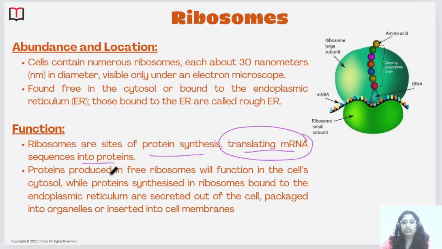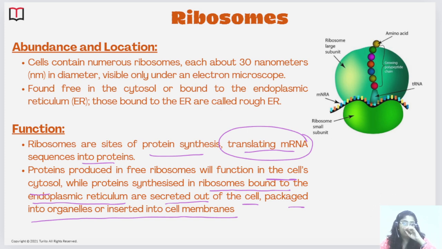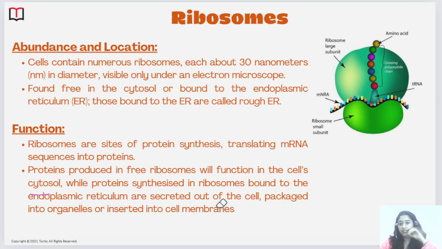Proteins produced in free ribosomes will function in the cell cytosol, while proteins synthesized in ribosomes bound to the endoplasmic reticulum are secreted out of the cell, packaged into organelles, or inserted into the cell membrane. Free ribosomes are the ribosomes present in the cytoplasm. Those proteins function in processes happening in the cytoplasm only. Suppose there are chemical reactions happening in the cytoplasm; those proteins help in that process. But the proteins from ribosomes attached to the endoplasmic reticulum are transported to different parts of the cell.